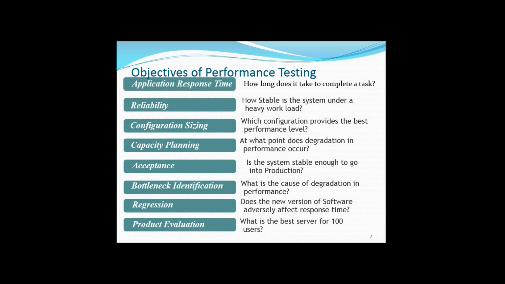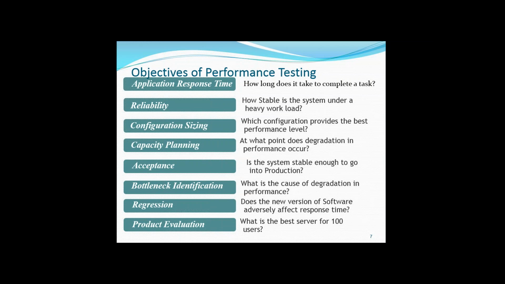Acceptance, as you know, I mean, how stable the system is. Prior to going live, any application has something called UAT, acceptance testing. And one of the main objectives of doing performance testing is to identify, as I said, bottlenecks, to see where the performance is degrading, at what point.